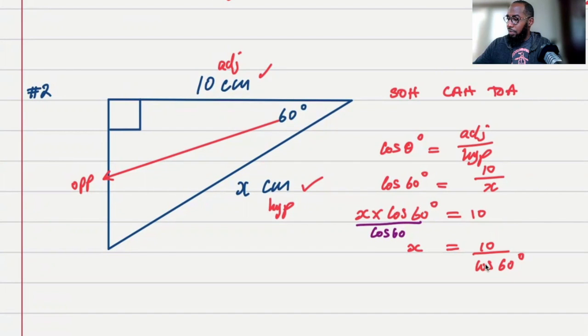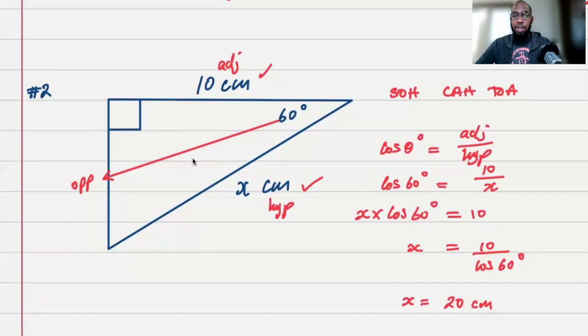Understanding the concept is important. Since I know I need to get x alone, I divide both sides by cos 60 degrees. So it will cancel out here, and I divide this by cos 60 degrees. So now x is equal to, I use my calculator and make sure it is in degrees, 10 divided by cos 60, and I will get 20 centimeters. Simple.